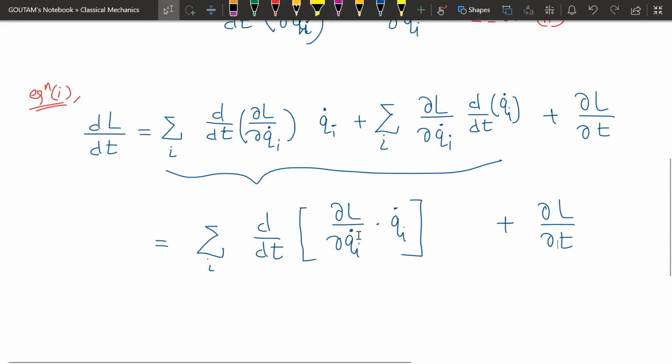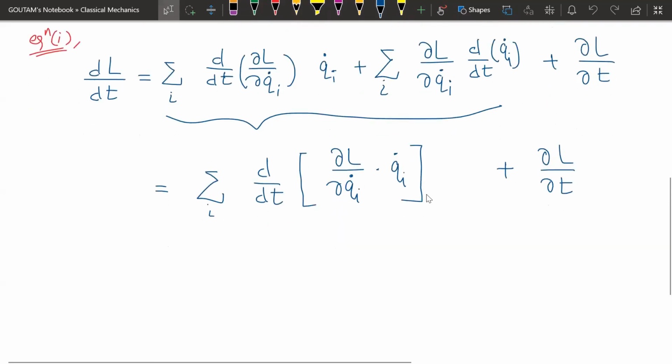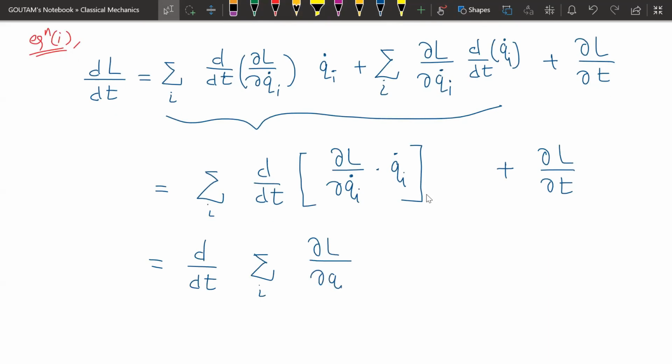If we take the derivative, then first this term is intact and the derivative is on ∂L/∂q̇i, which is the first term of this expression. And then the second term is ∂L/∂q̇i, which is intact, and the derivative is on this term, which is d/dt of q̇i. And we can also put this time derivative outside of the summation, with q̇i, plus ∂L/∂t.